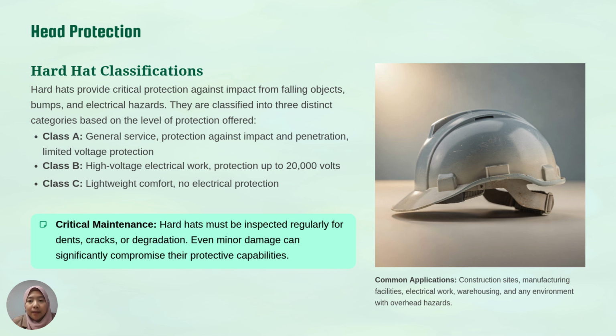Hard hats protect against falling objects, bumps, and electrical hazards. There are three classes in this area. Class A is for general use, for example protection against impact and penetration, with limited voltage protection. Class B is for high voltage work, like electrical work, and can protect up to 20,000 volts. And Class C is very lightweight with no electrical protection.